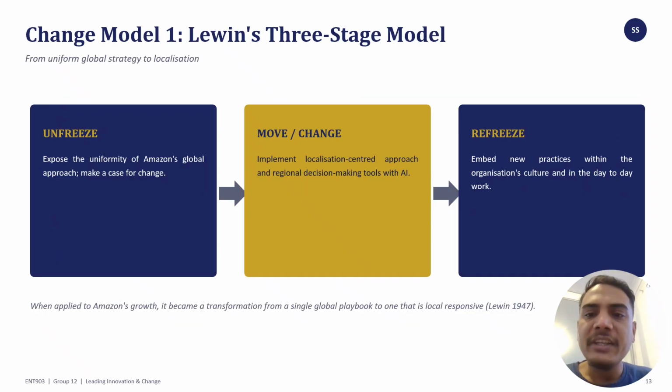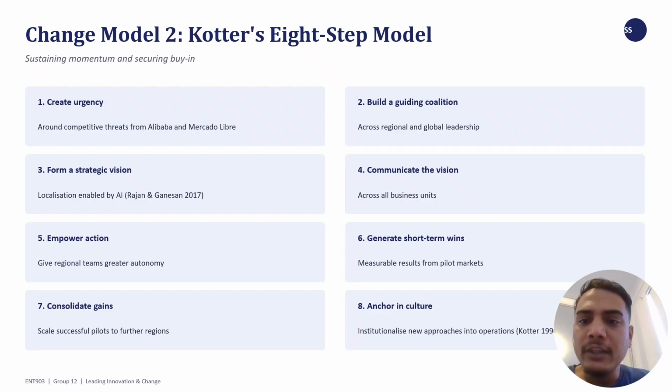To lead the change itself, we apply two established models. First, Lewin's three-stage model. Unfreeze: surface the limits of Amazon's current uniform global strategy and build the case for change. Move: introduce the localization-centered approach through pilot programs with regional decision-making and AI tools. Refreeze: embed the new practices into Amazon's culture and standard operating procedures so they don't get quietly rolled back when initial attention fades. Alongside Lewin's, we use Kotter's 8-step model to sustain momentum.